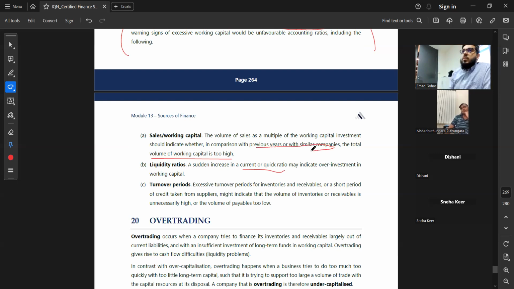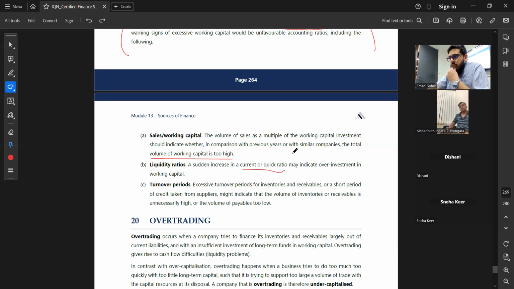You need to see the total volume of working capital in comparison to the previous year. We cannot say whether 2 is better or not, like we discussed in interpretation also. In isolation, you cannot comment. You need to see the previous year, you need to see your competitor, you need to see the industry average. Then only you can conclude whether I am operating well or not.